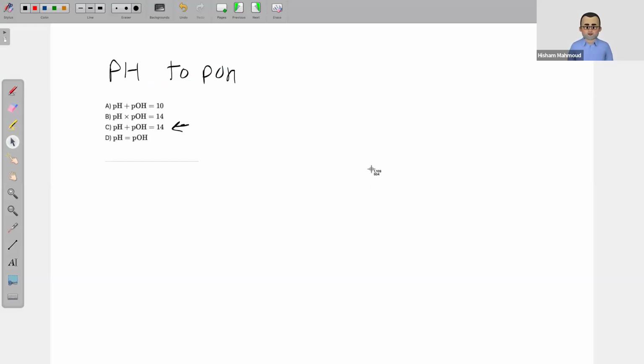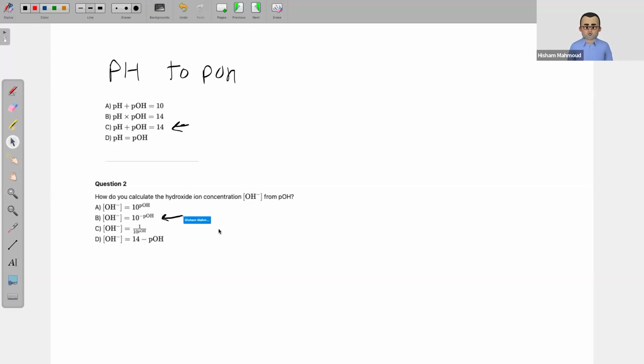Second question, how do you calculate the hydroxide ion concentration from pOH? There are many ways. If you want to find out how to calculate the hydroxide ion from pOH, the OH minus is equal to 10 to the power of negative pOH. Make 10 to the power negative of pOH.